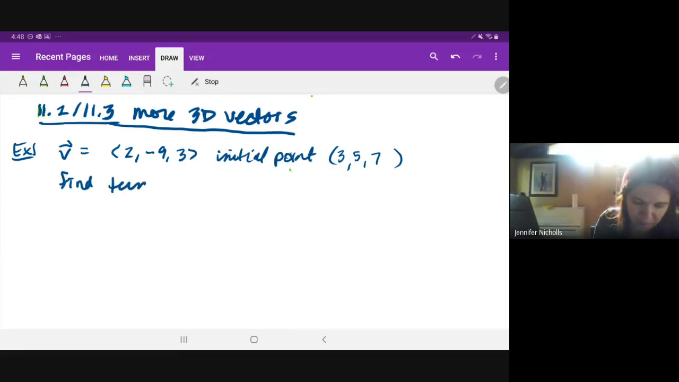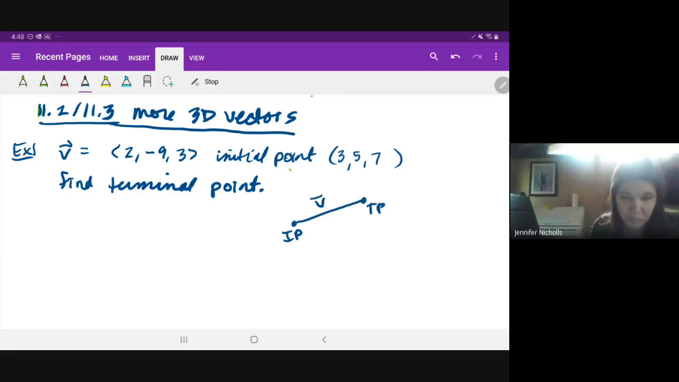Okay, so work that out on your paper. So find the terminal point. Think of how vectors work. I have my initial point right here, I'm just going to call it IP for initial point, which is not an official abbreviation. And then I want to find my terminal point, and vector V is what connects them. Okay, so if this point is 3, 5, 7, and the vector is 2, negative 9, 3, tell me what you think the terminal point would be.